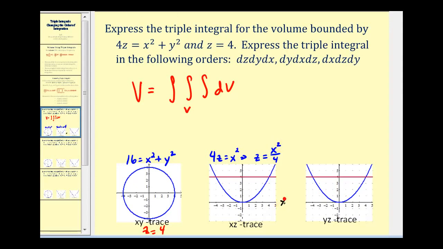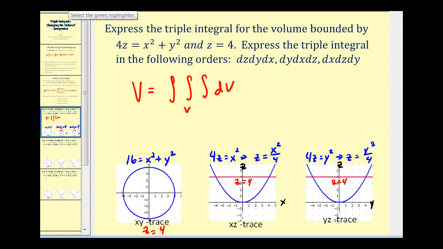So if this is the x-axis and this is the z-axis, we have this parabola that opens up. We also know that z is equal to 4. And then for the yz trace, we set x equal to 0. So we'd have 4z equals y squared. And then solving for z, we'd have z equals y squared divided by 4. Again, we have this parabola here in blue that opens up. And we also know that z is equal to 4. So we're calling this the y-axis and this the z-axis.